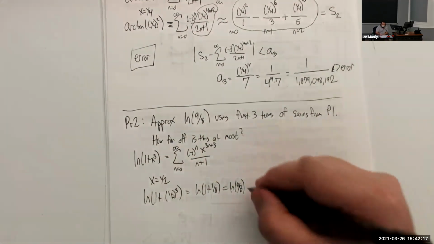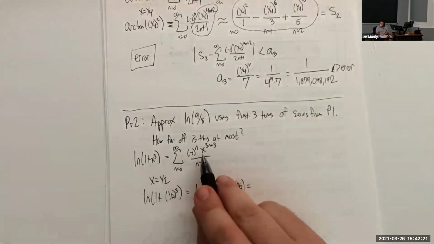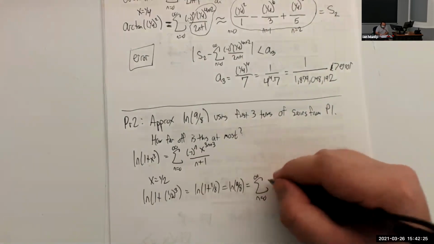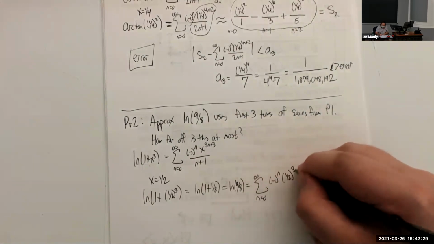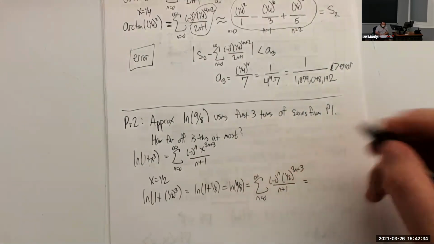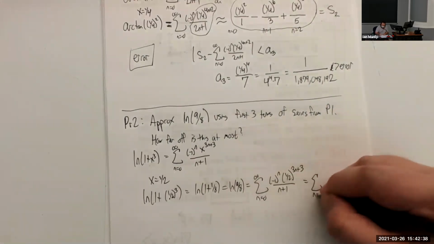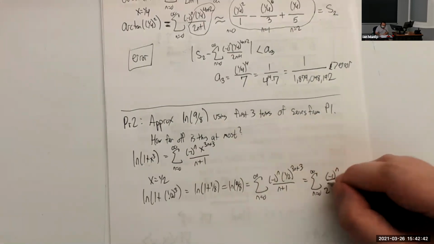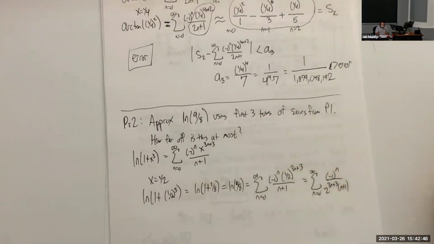All right. So that means if I plug 1/2 into my x here, I can also plug 1/2 into my x here. So I have the sum from n equals 0 to infinity of -1 to the n, 1/2 to the 3n plus 3 over n plus 1. But remember, 1/2 to the 3n plus 3 is the same thing as 1 over 2 to the 3n plus 3, so we have -1 to the n over 2 to the 3n plus 3 times n plus 1.